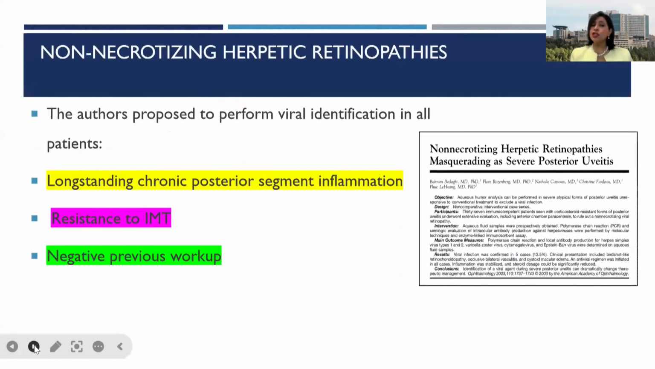So the authors suggested that we need to rule out viral infection in patients who have long-standing posterior uveitis that is resistant to immunomodulatory therapy, and who have a negative previous workup.